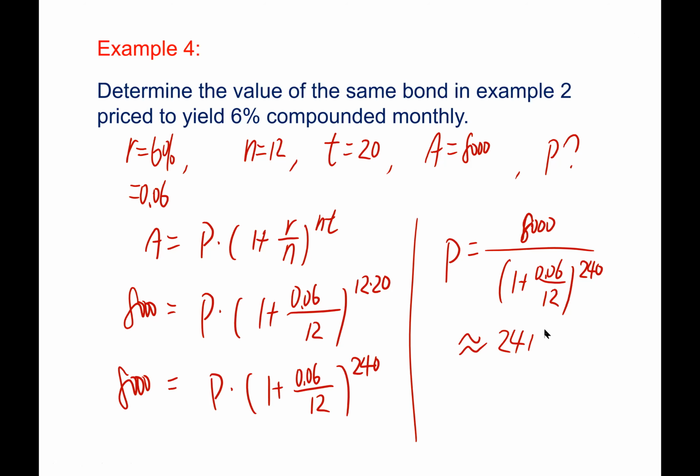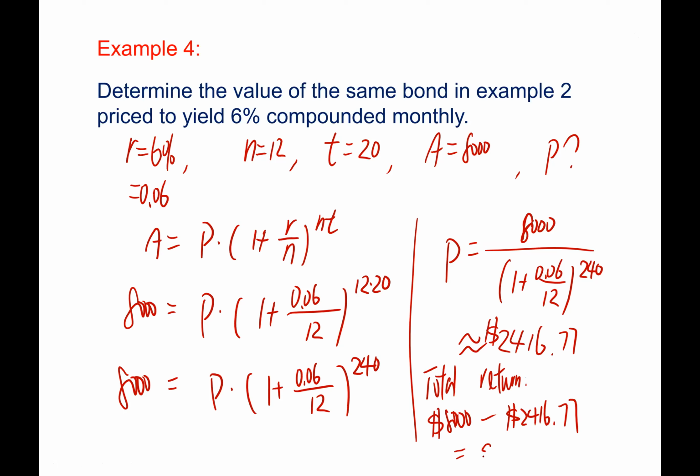$16.77. And then the total return, if you really want to figure out what is the total return on the investment, using $8,000 minus $2,416.77, the difference is the total return. So in this case, it should be $5,583.23. Right. Also, return is in between those two scenarios as well.